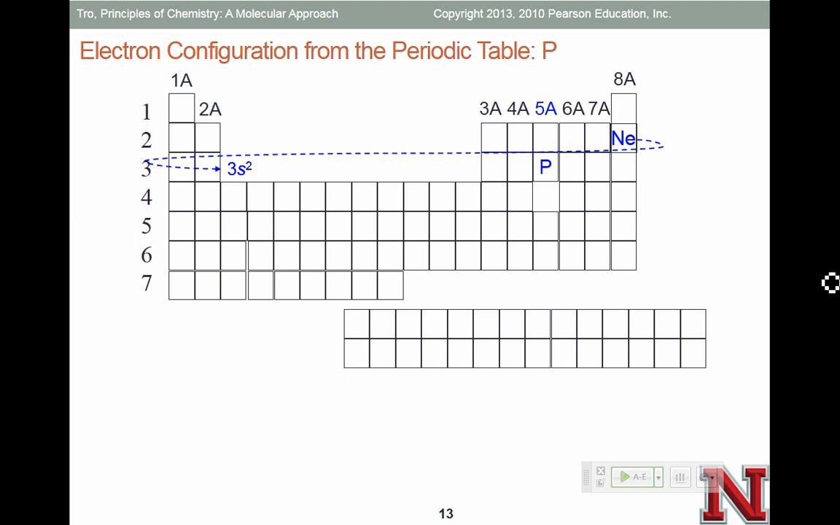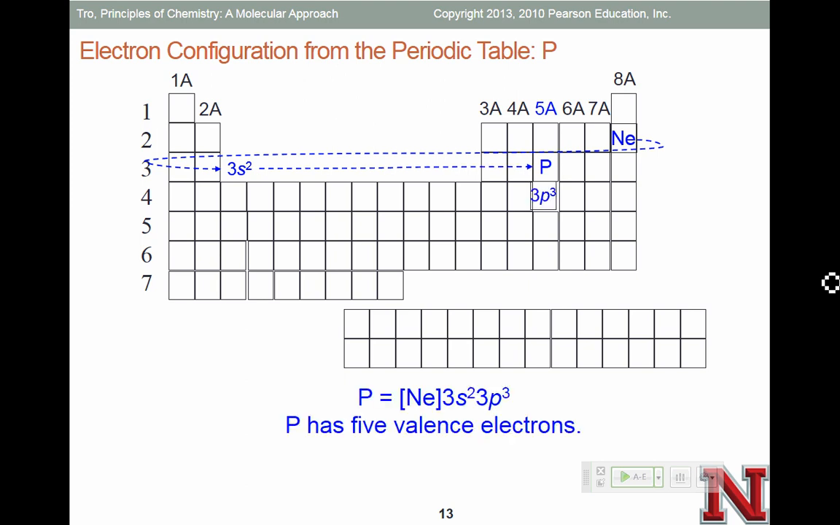So after we put neon in brackets, then we get to our 3s2, that's both going to be full. And then our p, we're in the third, so we're going to have 3p, 1, 2, 3. There we go. 3s2, 3p3. So it's in that third box. It has 3 electrons. How many valence electrons? Well, total valence electrons is the total amount of electrons in our highest principal energy level, which is 3. So that's 3, 4, 5. So we have 5 valence. All the other electrons are core electrons.